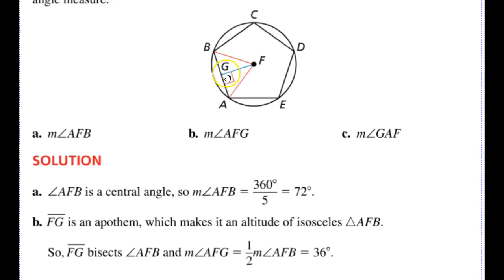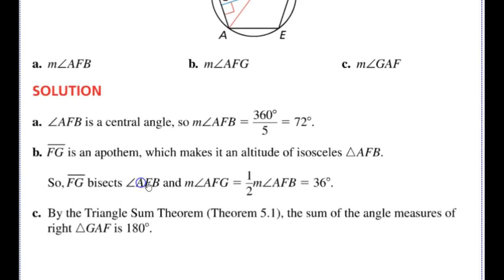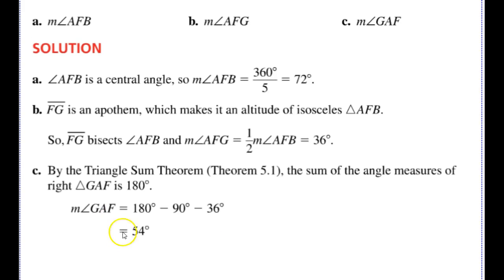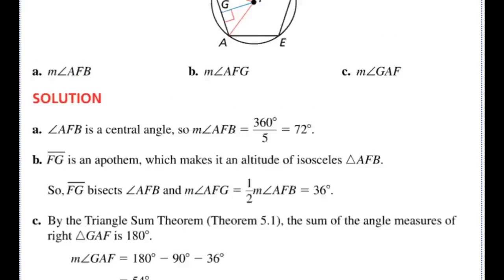So now I'm trying to find the measure of angle GAF. Well, here I have my triangle, right? So I've found this missing angle. I know that this is 90 degrees, so that leads me to be able to find that part. Okay, so the triangle sum theorem, I know that all of the angles in a triangle add up to 180. So I can plug in what I know and find that that missing angle was 54 degrees.